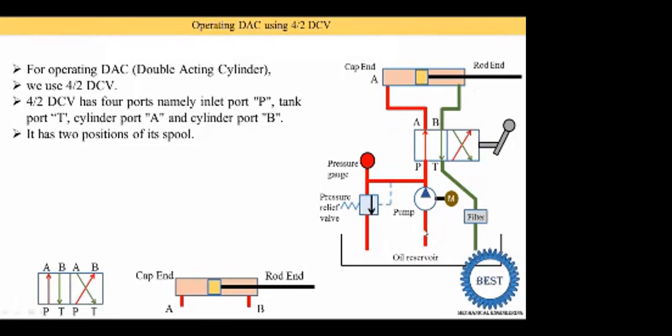Okay, so here the red color is generally used for the high pressure side, and I use the green color for the low pressure side or return line, and the red color is for the supply lines.